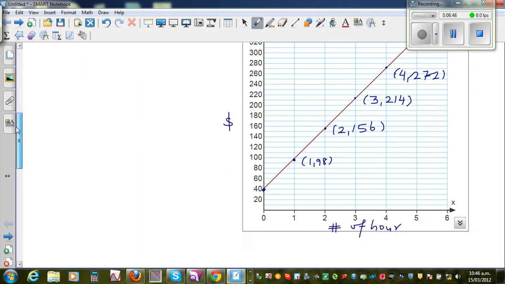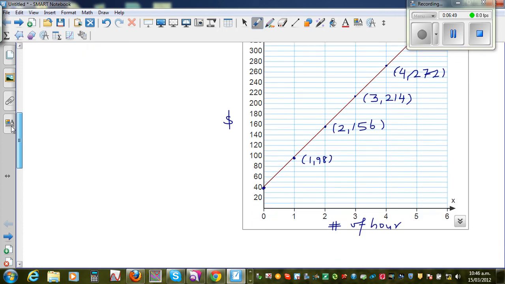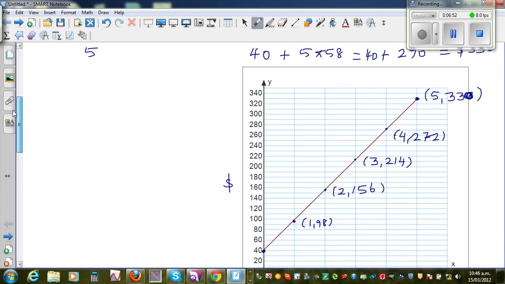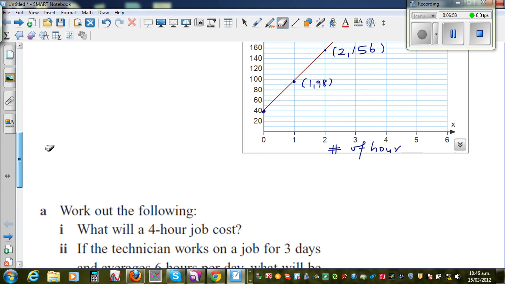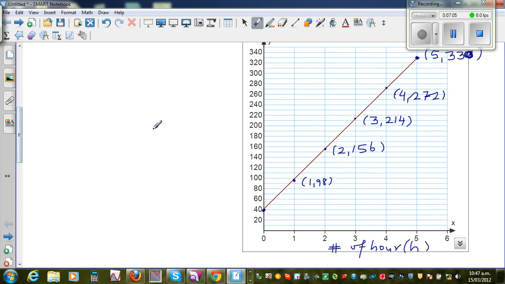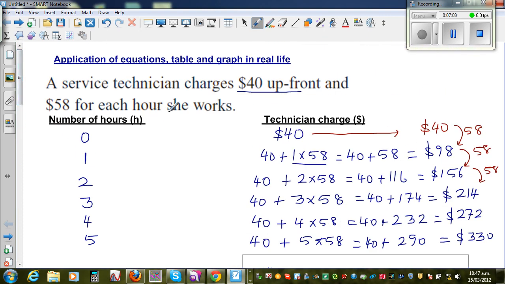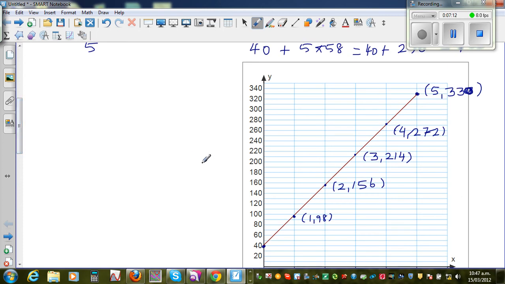$330. So this is the graph. I'll talk about the equation later on. This is dollars, so let me write C for the charge in dollars. Let us use the letter H for number of hours. The technician charge, I'll use the letter C. So this is the graph of charge versus time. You can write that title yourself.